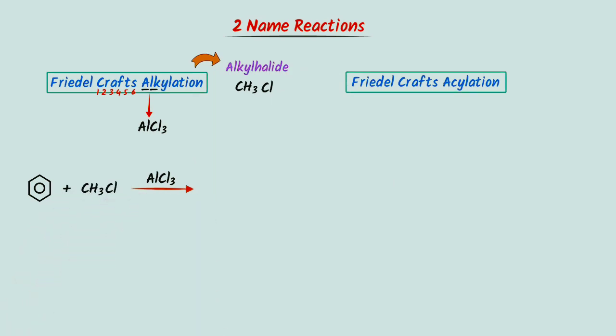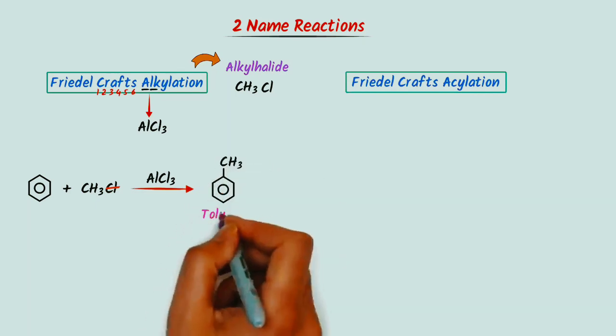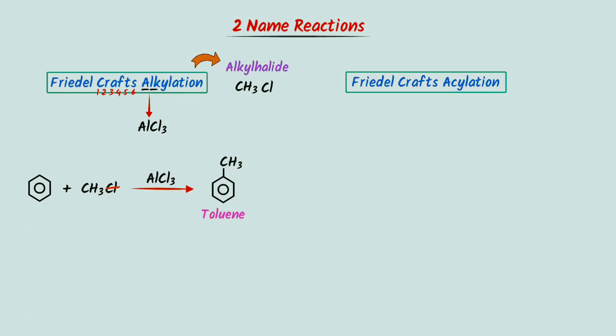These are the reactants of this reaction. Thus I can easily guess its product. Now I cut Cl and I attach this CH3 to the benzene ring. I get toluene. This is the Friedel-Crafts alkylation.